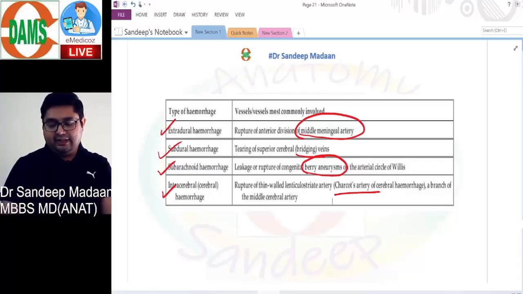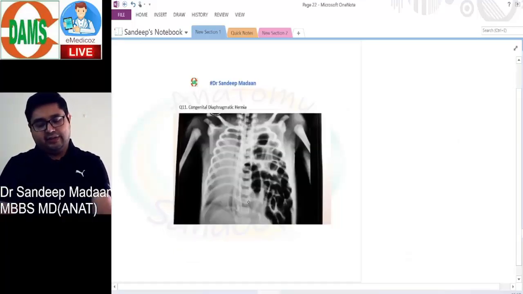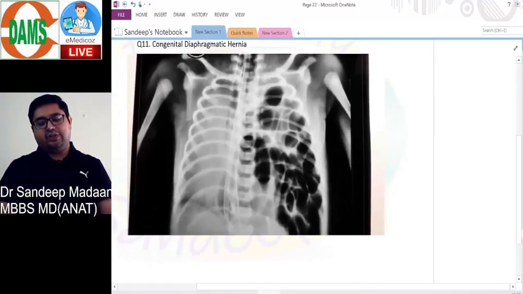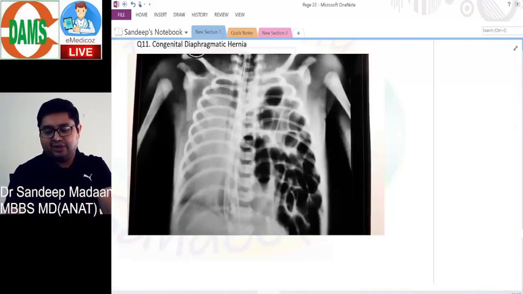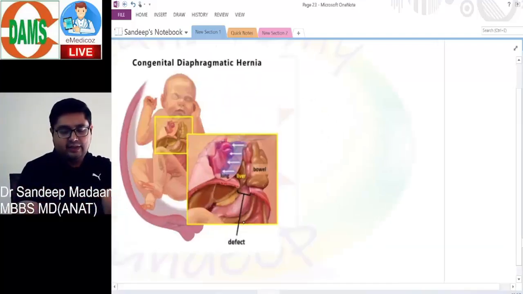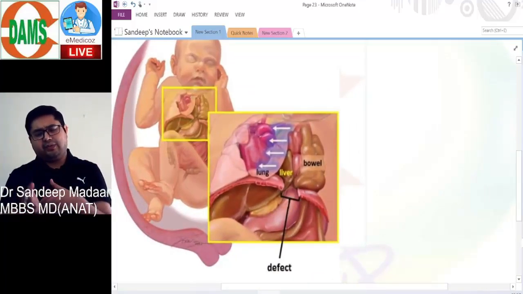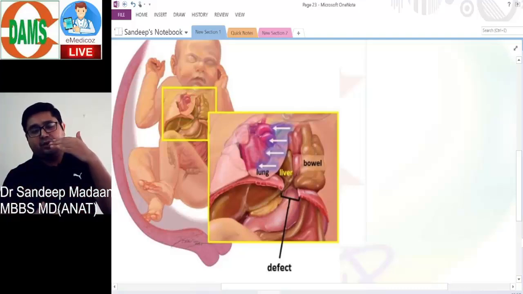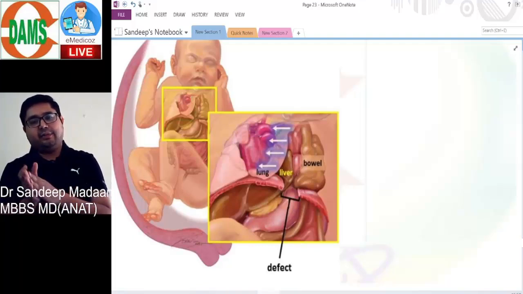Right. Let us now move to the next question. Again, the next question is from radiological anatomy. This was based on congenital diaphragmatic hernia. So this image was shown where you have the bowel loops above the diaphragm. How is it possible? Let me show you like this. If there is a defect in the diaphragm, part of the liver or any part which is below the diaphragm may enter through that gap. This is what is called congenital diaphragmatic hernia.